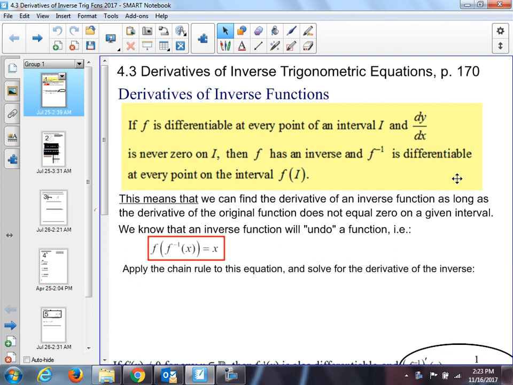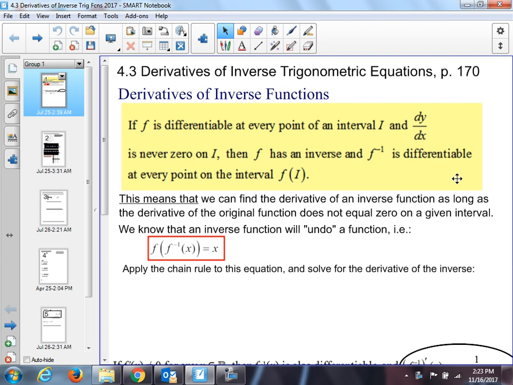Section 4.3, derivatives of inverses. It says inverses of trig equations, but we're not going to limit ourselves to just trig equations, okay? Actually, you'll find on the AP stuff, they do use inverses of trig equations from time to time, but I don't know, the textbook focuses too much on the formulas for the trig equations. You shouldn't need to memorize the inverse formulas for trig equations. More about that as we move in.